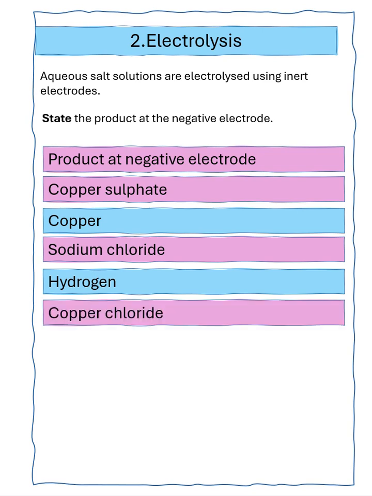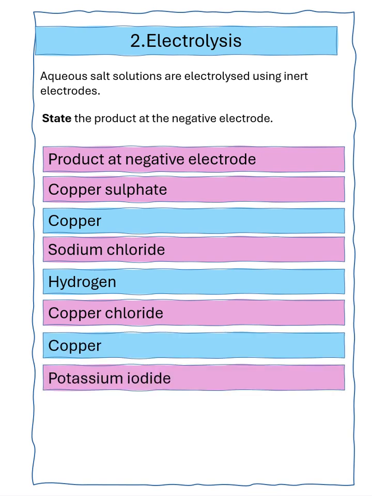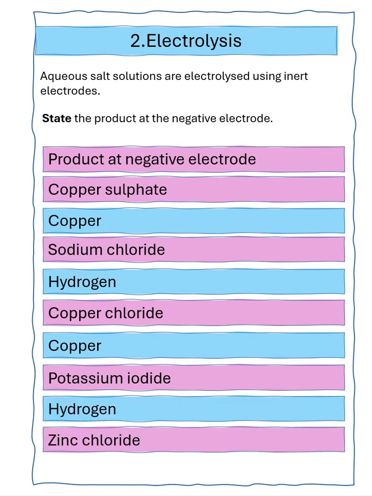Copper chloride. Copper again is less reactive than hydrogen, therefore we'll get copper formed. Potassium iodide. Potassium is more reactive than hydrogen, therefore we get hydrogen formed. And the last one, zinc chloride. Zinc is less reactive than hydrogen, so we get zinc formed at the negative electrode.